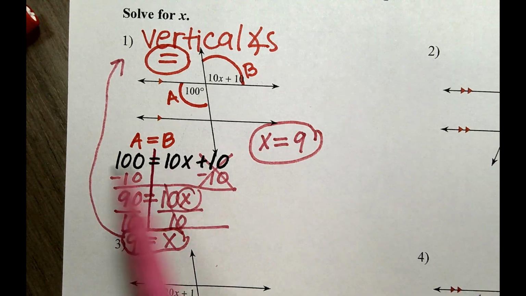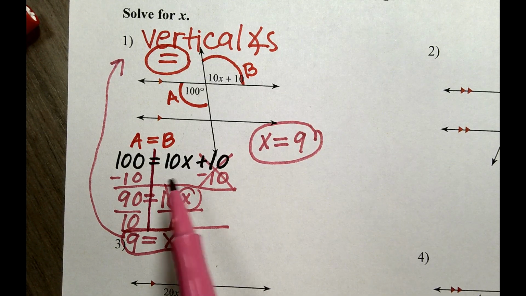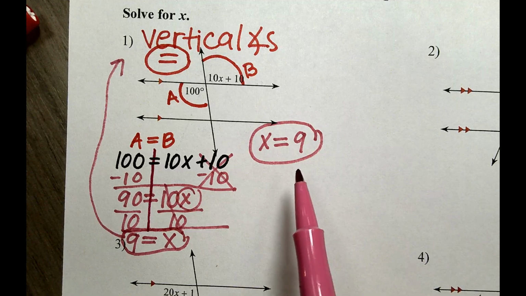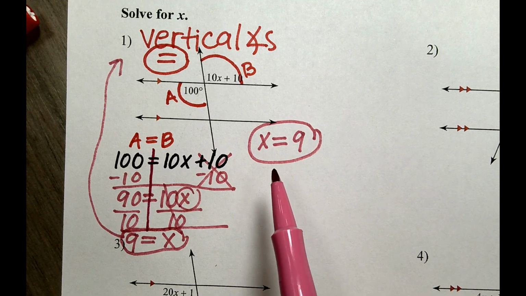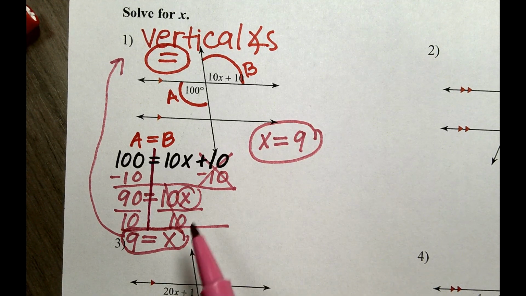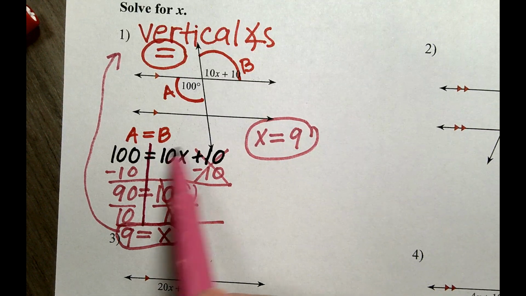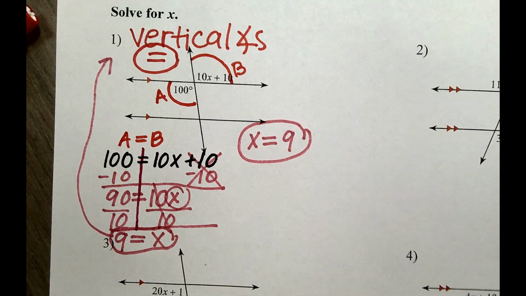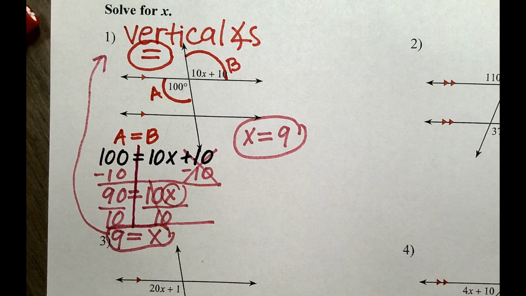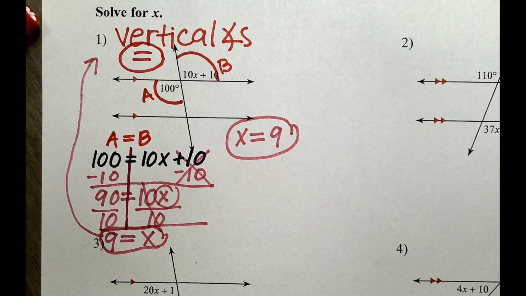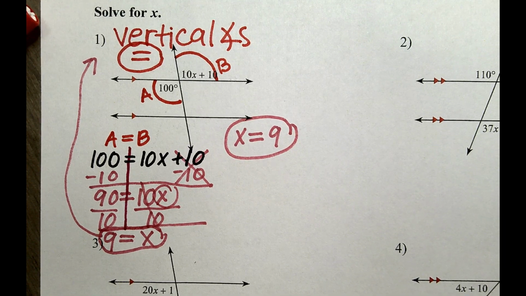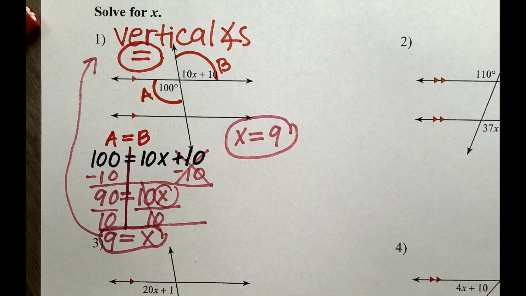Could I also solve this by writing my equation instead of with 100 first? Could I do 10x plus 10 equals 100? Yes, you could. In fact, I think that way is probably going to feel easier to most of you, because we're more familiar with x coming first. So it's never a bad idea. Go ahead and make sure your x is on the other side. But you can do it this way as well. Both ways work. Okay, let's look at number 2.